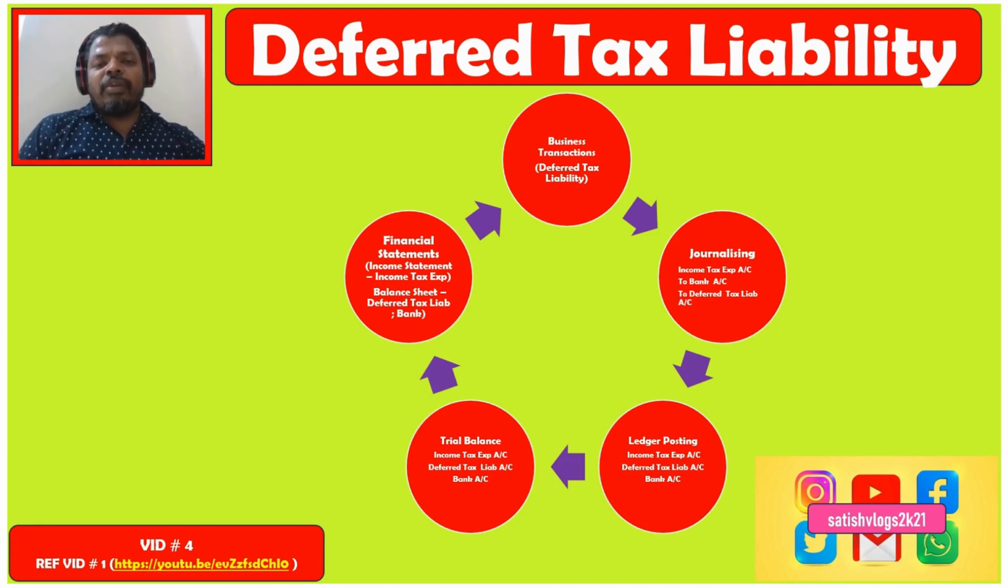Okay. So how many accounts were being created or the entries were posted? There are primarily three accounts. What are those? Income tax expense account, deferred tax liability account, bank account. So all these three accounts, I am supposed to create the ledger accounts as part of my third phase and the entries are supposed to be posted accordingly. Okay, hope this is clear.